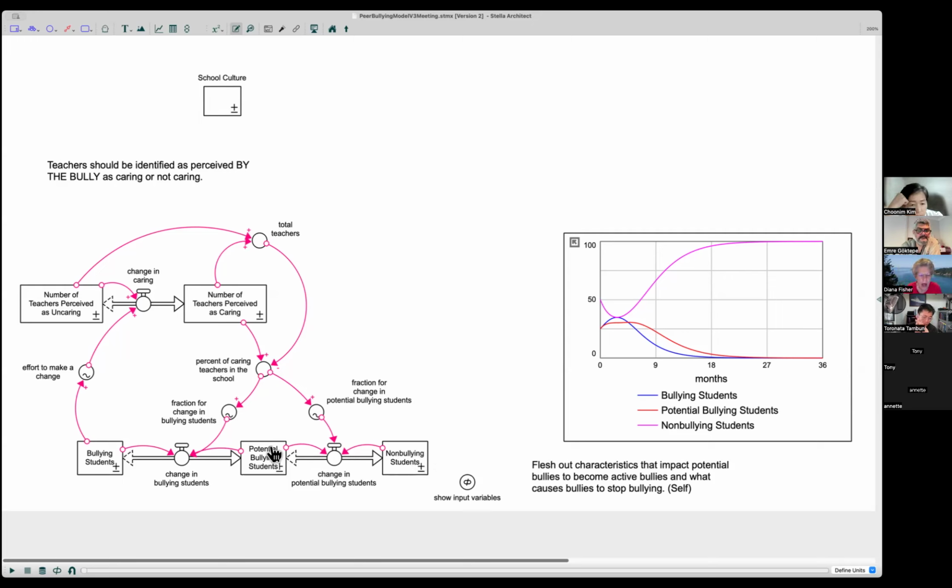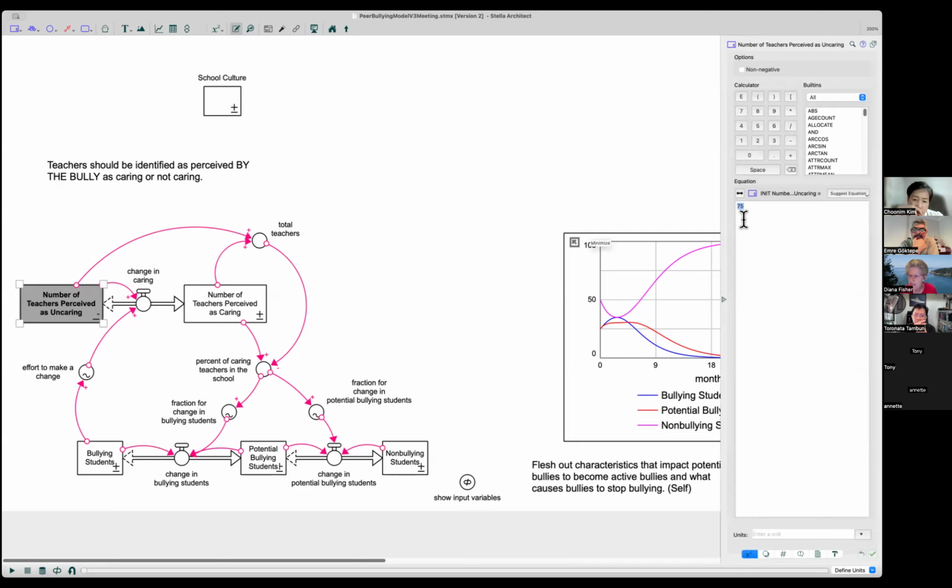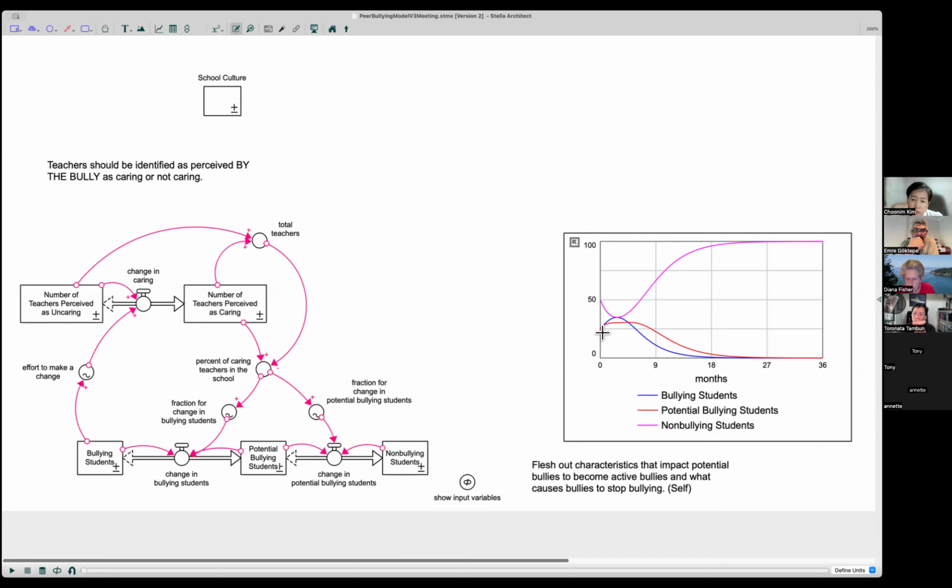And when we run this model, we get this graph. So the number of teachers perceived as uncaring is large at the beginning. It's 75. There are 75 teachers in this group and only 25 teachers in this group. So there are more uncaring. Consequently, because there are more uncaring, the bullying students increase because the percentage here is low, and these potential ones move over and become bullying students.